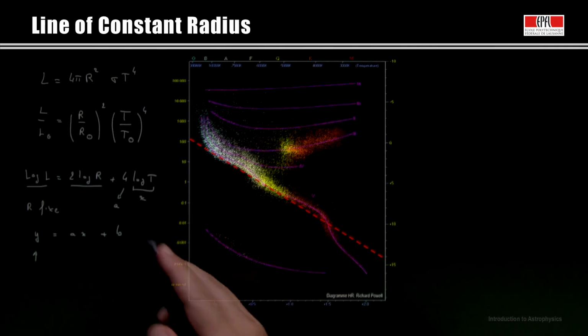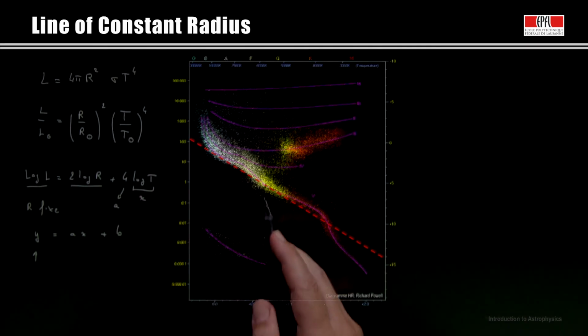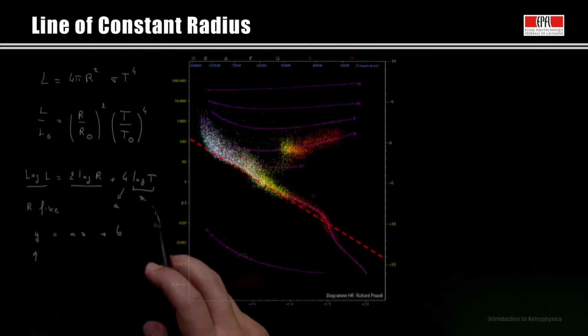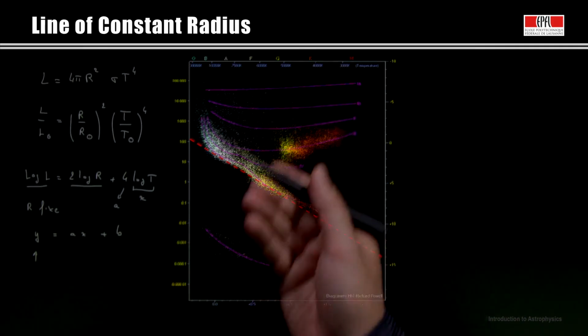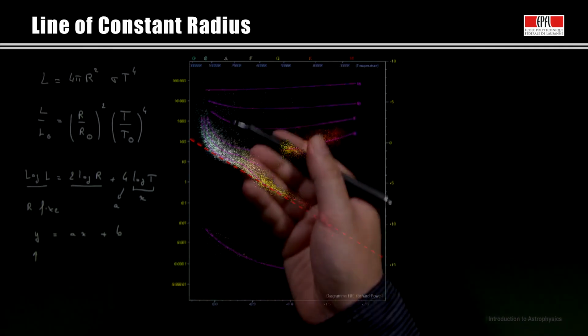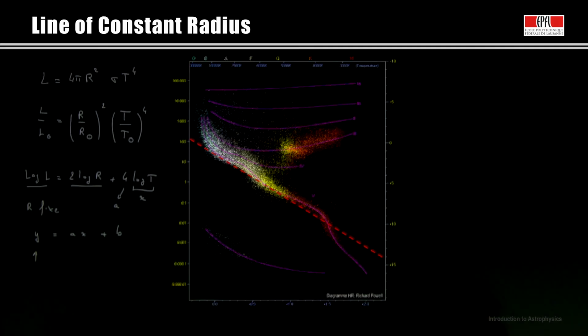Now let us change the value of the radius. Here we have one solar radius, one solar luminosity, and one solar temperature. When r changes, the value of the parameter b changes as well. Therefore, the y-intercept point of this line changes. We are translating our lines towards the top or the bottom of the diagram.